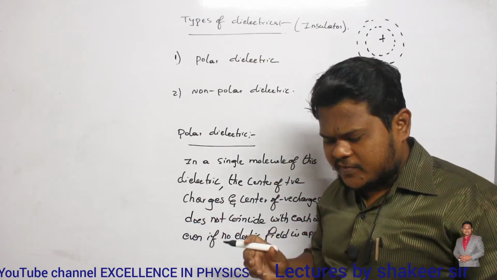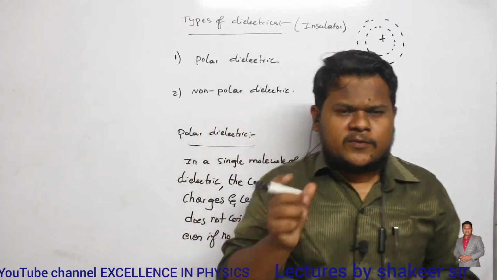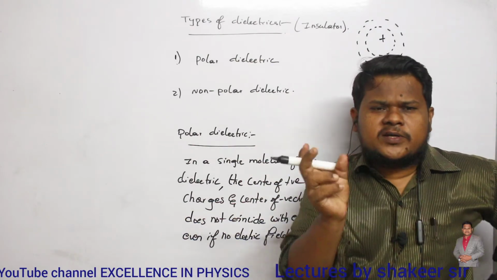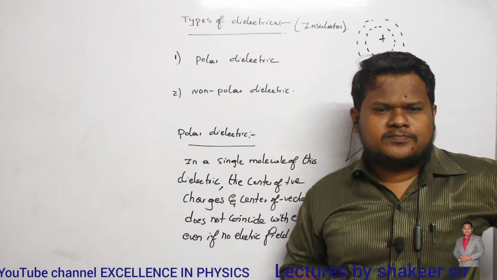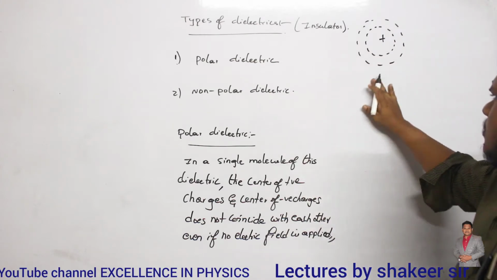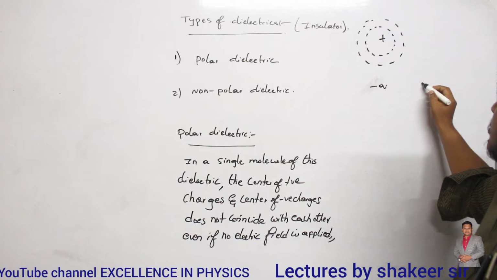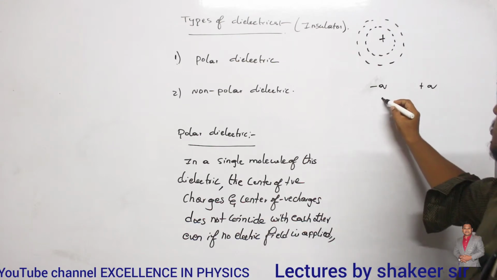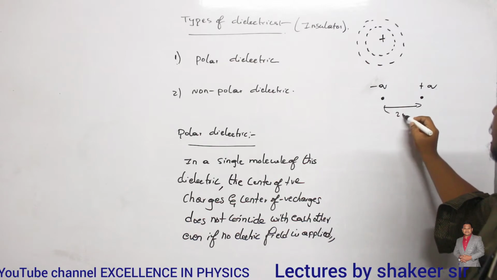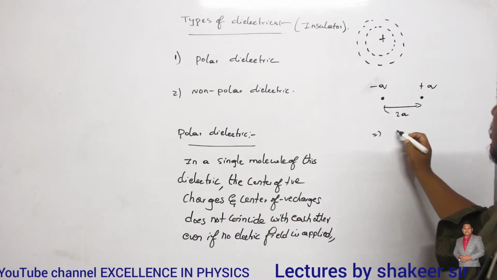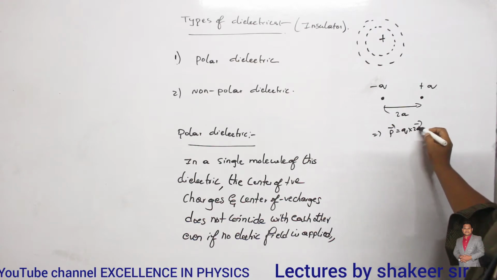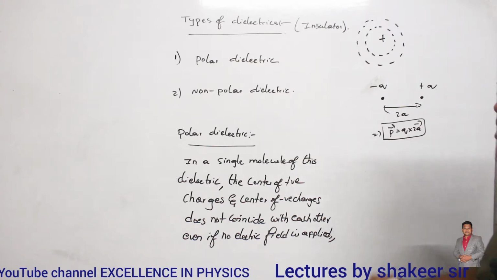In electrostatics, we have studied electric dipole. What is meant by electric dipole? Two equal and opposite charges separated by a small distance is called an electric dipole. For example, this is minus q and this is plus q. These two charges are separated by a small distance of 2a. Therefore, dipole moment P is equal to q into 2a. This is called the electric dipole moment.